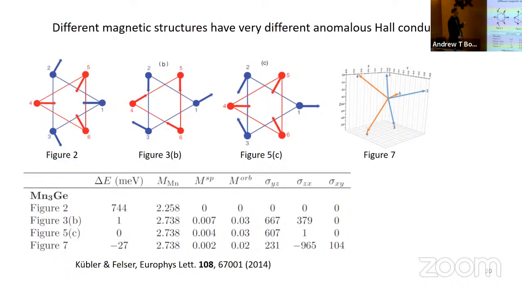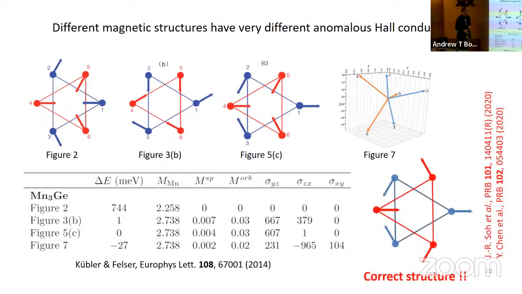And even the sign changes sometimes depending upon what magnetic structure you choose. So the point is that the exact details of the magnetic structure make a huge difference to the observable properties. So it's important to know what the correct structure is. So we did the experiment to measure what the correct structure is, and it's not actually very easy to do.